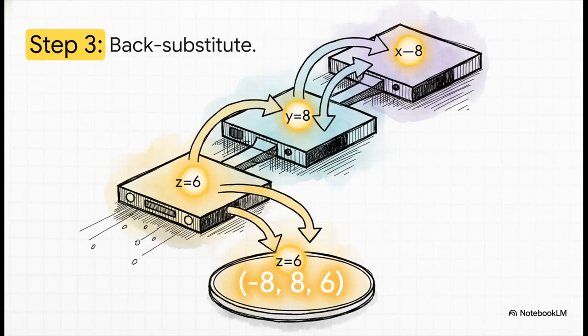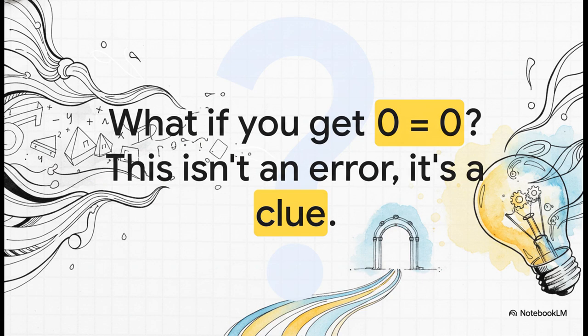And now for the reward for all our hard work. Our final equation tells us z equals 6. We plug that back in above it to find y equals 8. Then we plug both of those values into the top equation to find x equals -8. And there's our solution, -8, 8, 6. All that work of elimination really paid off, didn't it? It made these final steps a piece of cake. So that's what happens most of the time.